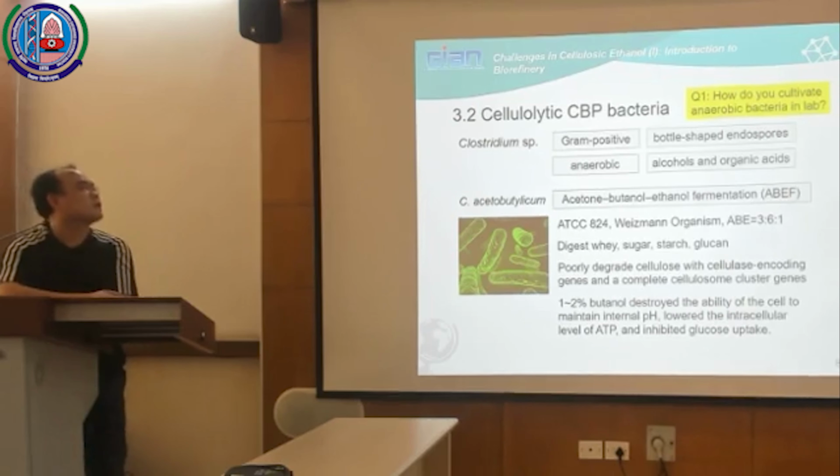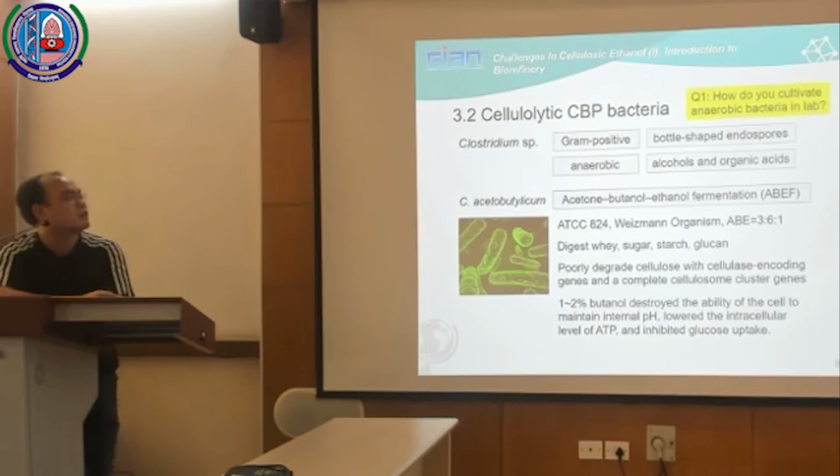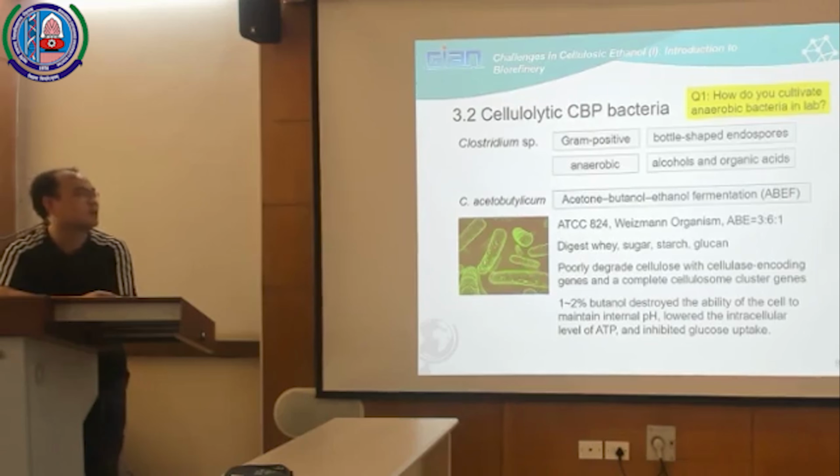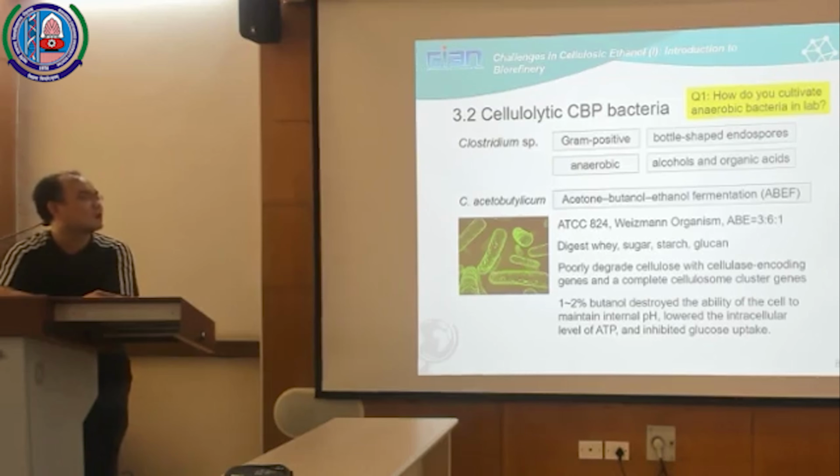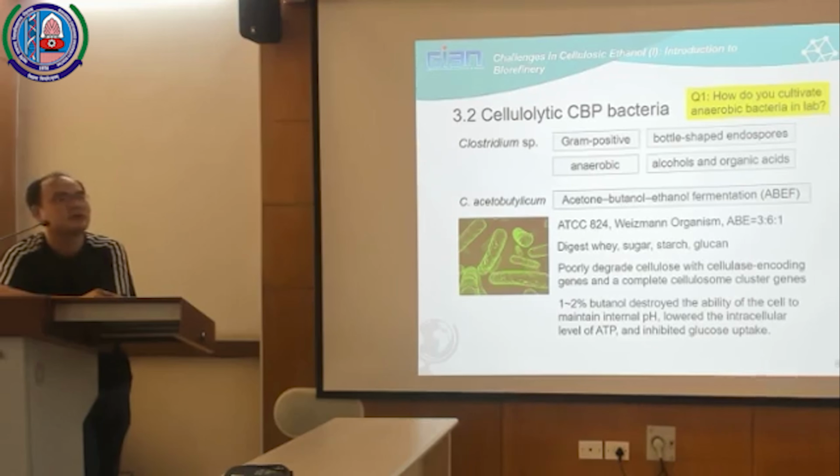Next, let's come to the cellulolytic bacteria for the CBP purpose. Bacteria is very important because it grows very fast, and some species are newly developed, newly isolated, and then discovered and characterized. So we have a lot of opportunities to do new research work from the bacteria. The first species is the Clostridium species.